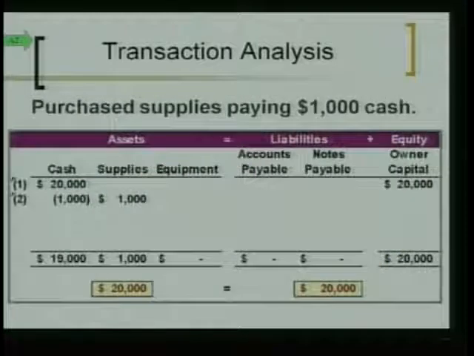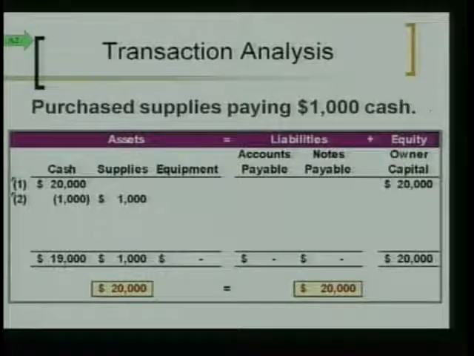How does that look in this analysis? Well, cash goes down, and those parentheses mean negative, or going down. Cash goes down by 1,000, and supplies goes up by 1,000.